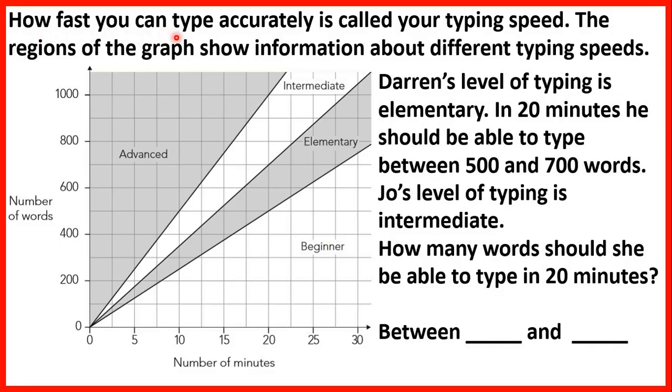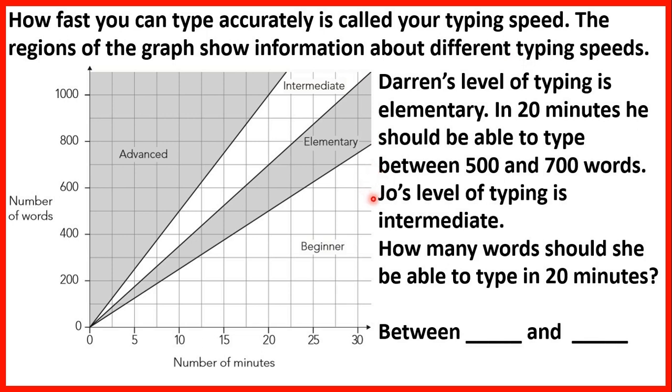How fast you can type accurately is called your typing speed. The regions of the graph show information about different typing speeds. Darren's level of typing is elementary. In 20 minutes, he should be able to type between 500 and 700 words.